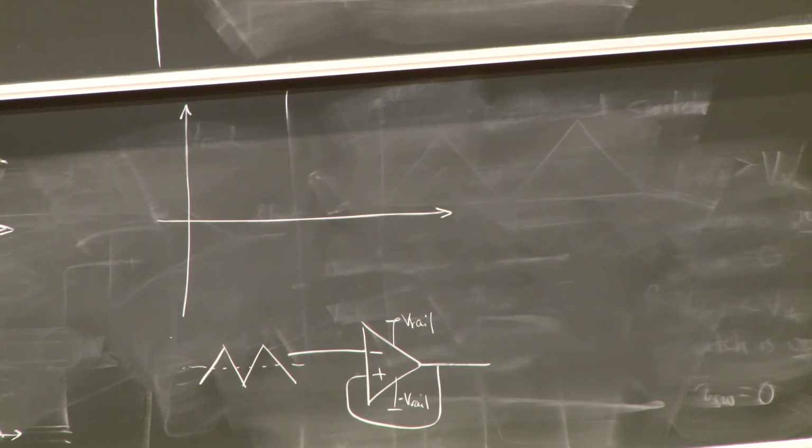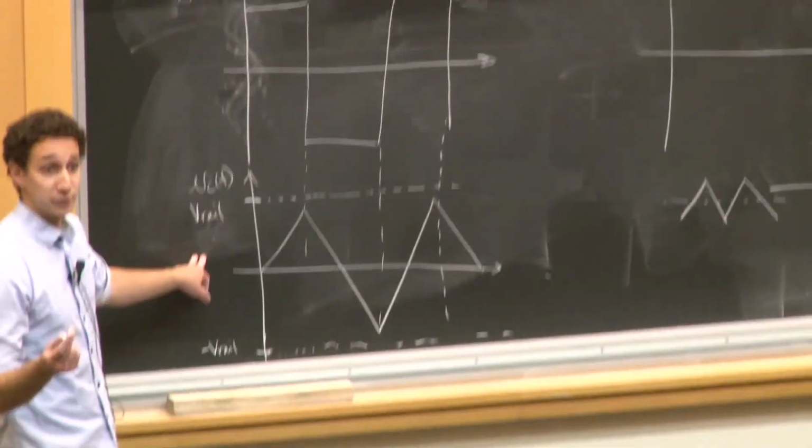What's that? Will it reduce itself to become the amplitude? No, so the gain is very high of this comparator, so it's going to get stuck in one position or the other. Now, which position is it going to get stuck in?